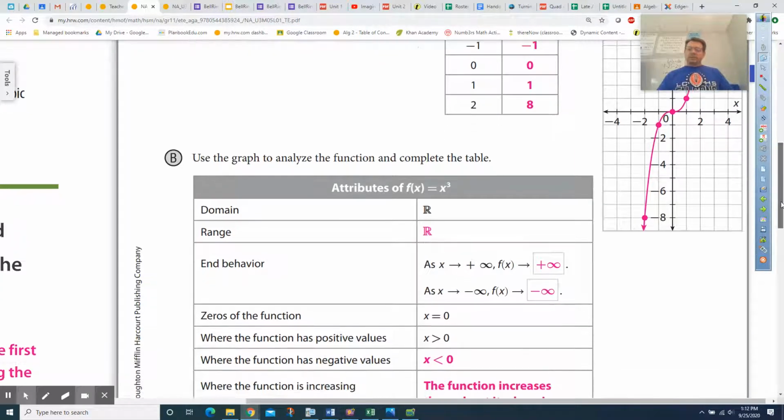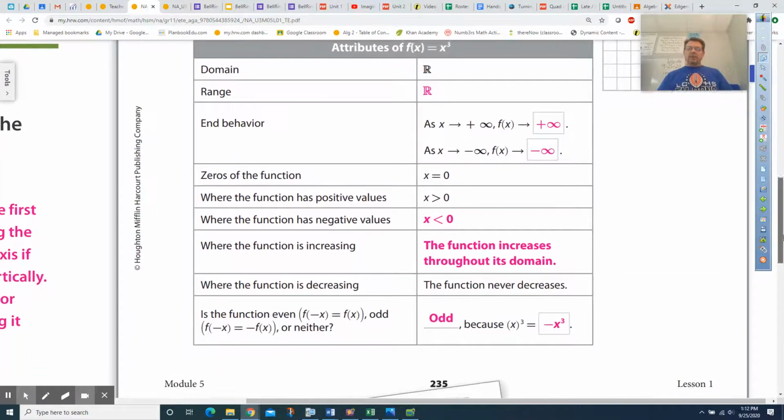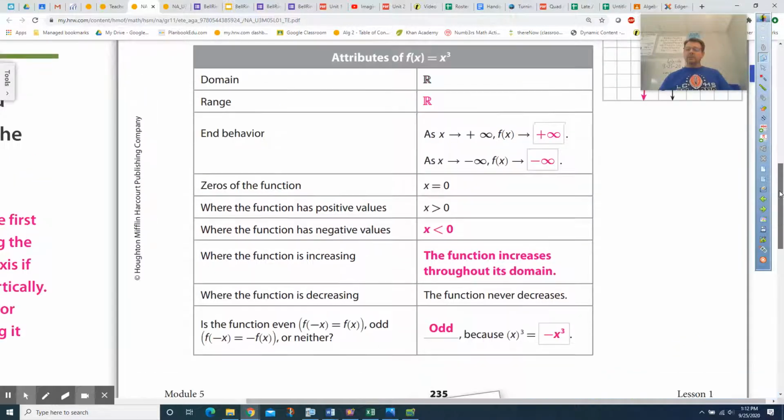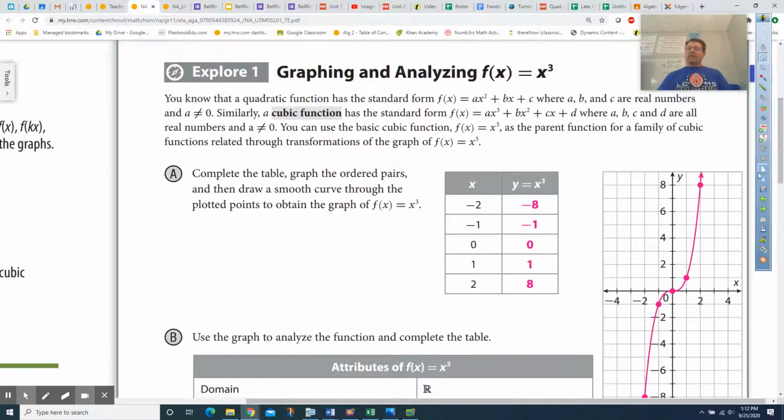Okay, and so then we keep on coming down and start talking about it. It says, where is the function increasing? And it says the function increases throughout the domain. So let's go back up here and take a look at that. How about increasing? That means it's a direction of travel. So as you come from the left and move to the right, it's going to be going uphill the entire time. Now, sometimes the y's will be negative, sometimes the y's will be positive, but it's going to be going uphill the entire process, okay?